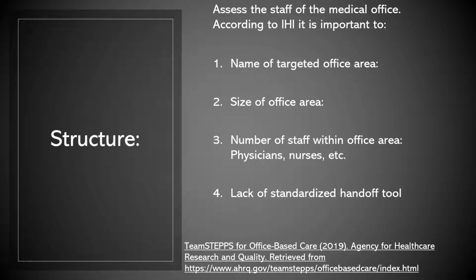Now I'm going to use the Donabedian model to break down my change project. According to the IHI, it's important to name the targeted office area, size of the office area, and assess the number of staff within the office area. I shadowed in a large medical office building that included a primary care, an urgent care, podiatry, pediatrics, a lab, and an imaging department. Within the primary care office and the urgent care office, there are about 10 patient rooms. Between primary and urgent care, I saw about 4 to 5 physicians, several nurses, and administrative staff.